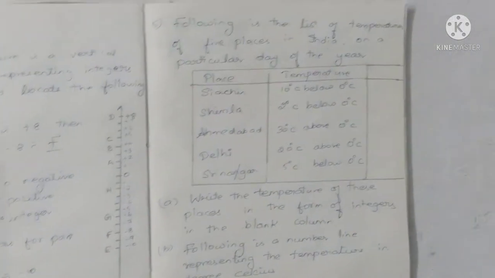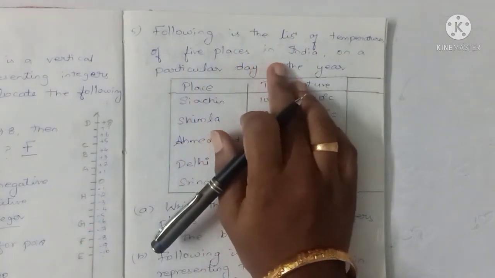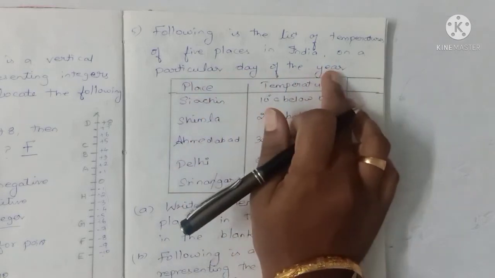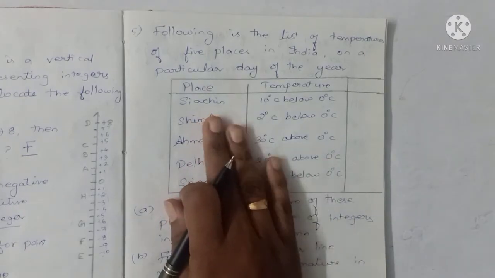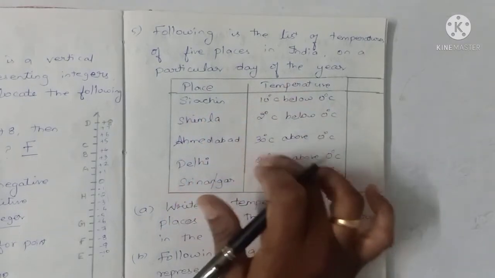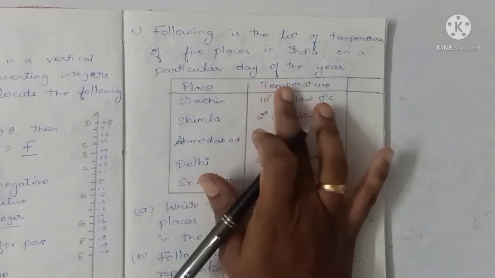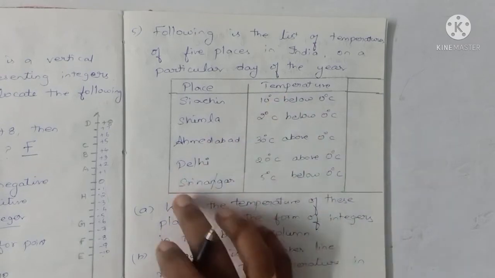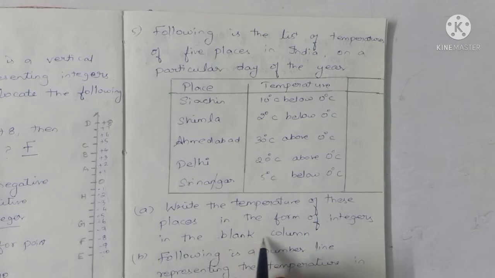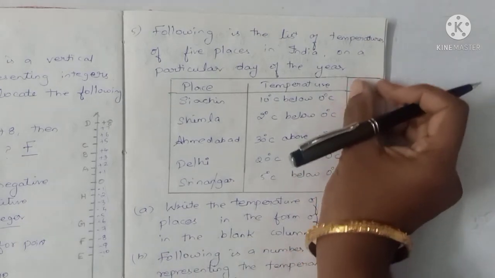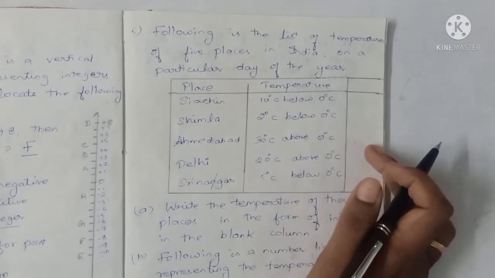The next, moving towards sum number 5. Following is the list of temperatures of 5 places in India on a particular day of a year. So these are the 5 places in India, and each has a temperature; the temperature list is given below. The question is, write the temperature of these places in the form of integers in the blank column. So here we are having a blank column, isn't it? So we have to write in terms of integers using appropriate signs also.